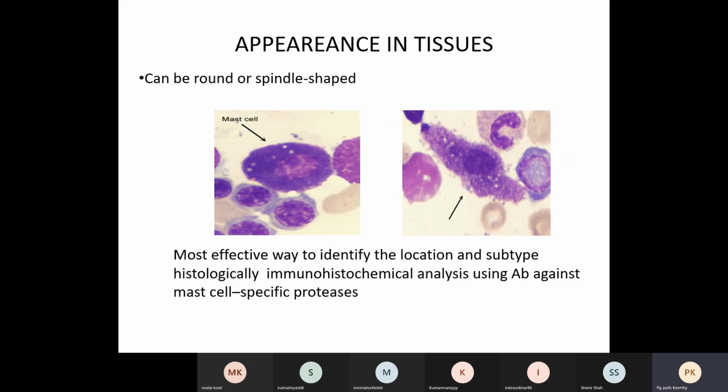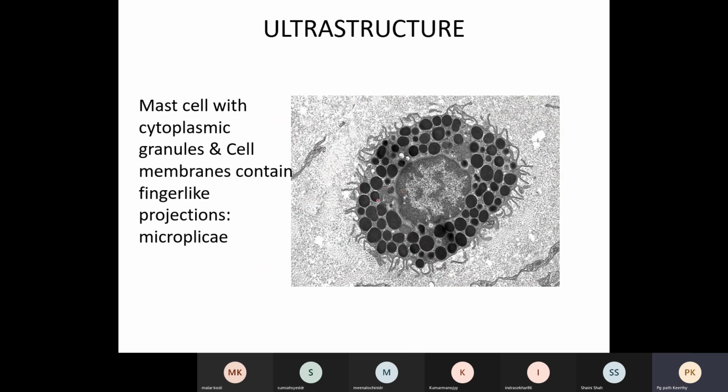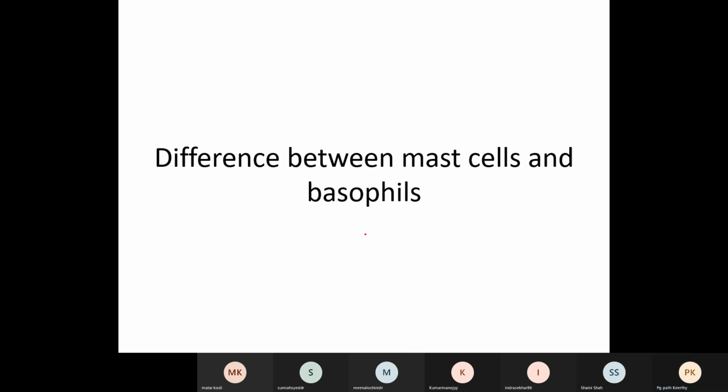Okay, so see, this is the mast cell, round to spindly in shape. It has lots of granules. In IHC, you can use serum tryptase, right? Then when you see it under electron microscopy, these are your granules. This is how they look: electron dense granules, and they have these cytoplasmic microplicae, like projections.